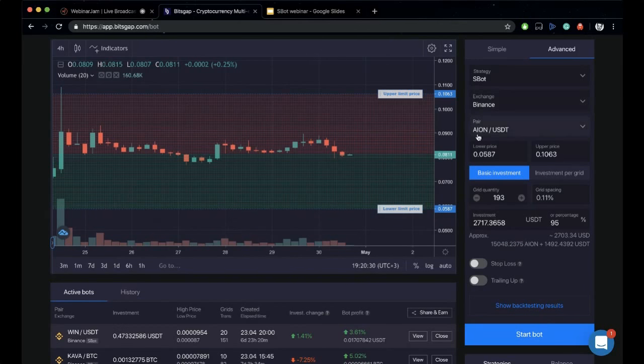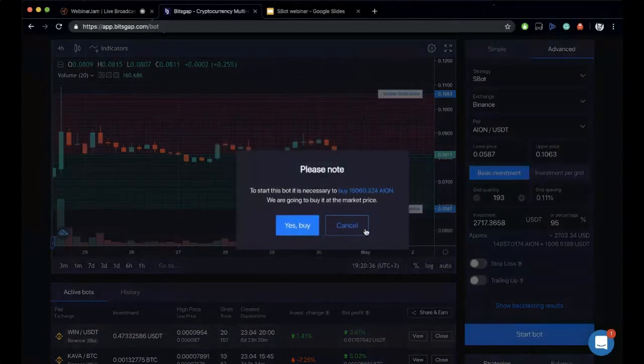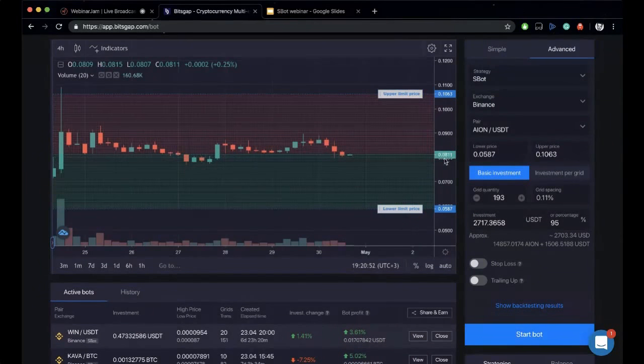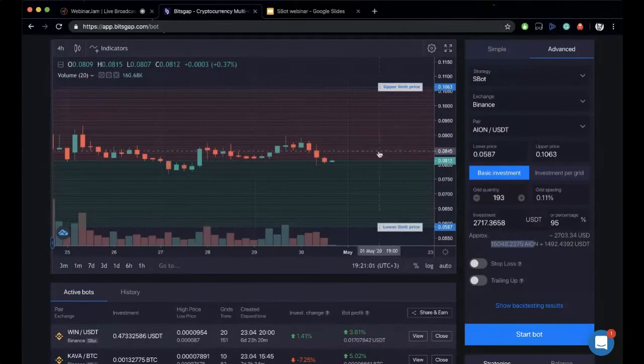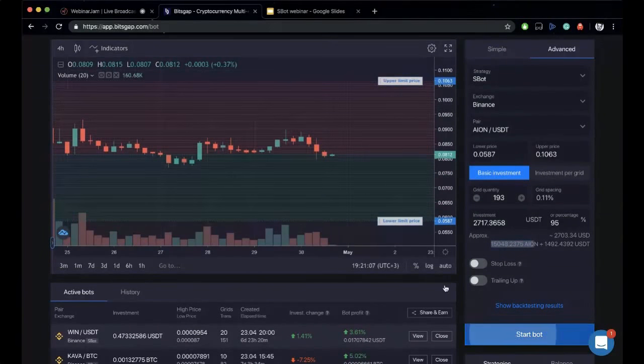If you don't have enough of the base currency on your balance at the time of initiation, in this case ION, then the bot will tell you something like this. It will tell you that in order to start, you must have enough of the base currency, and we are going to buy it at the market price because you don't have it on your balance. So if you click yes, it will buy at the current price, which is 0.811, and it will buy enough of the base currency ION to set all of these sell orders. So let's click on start the bot.